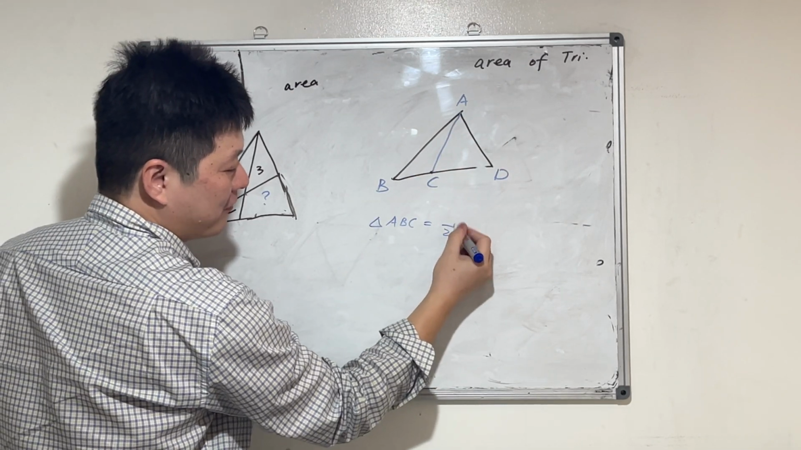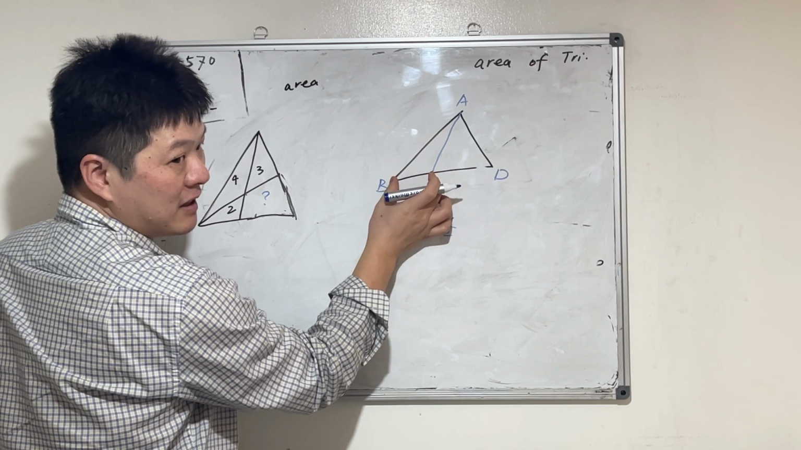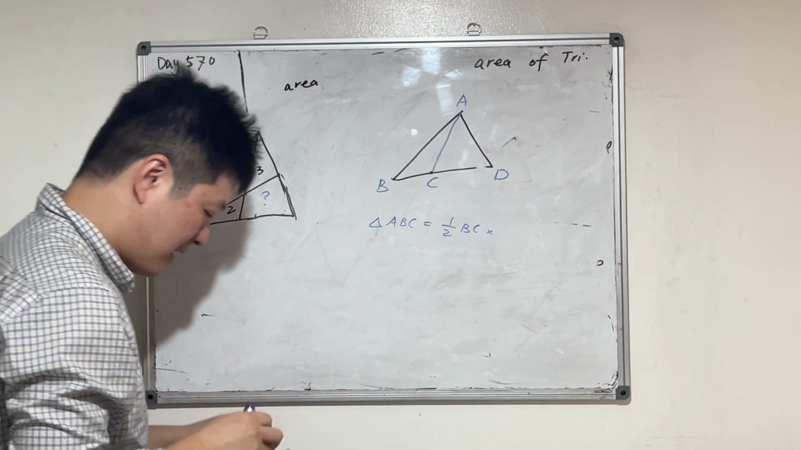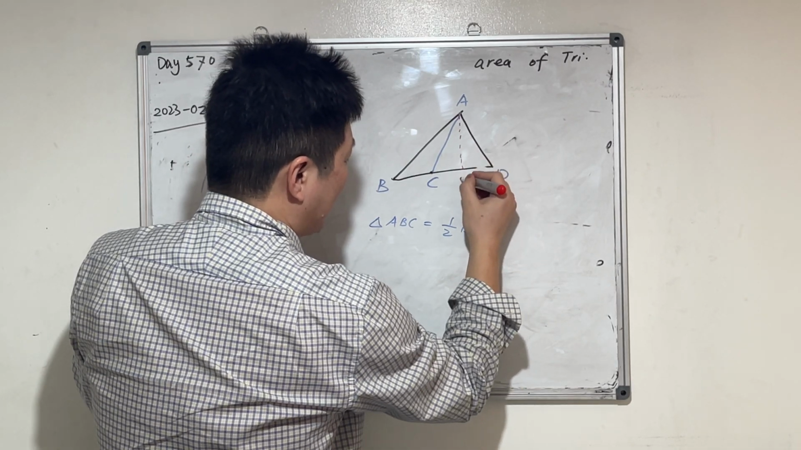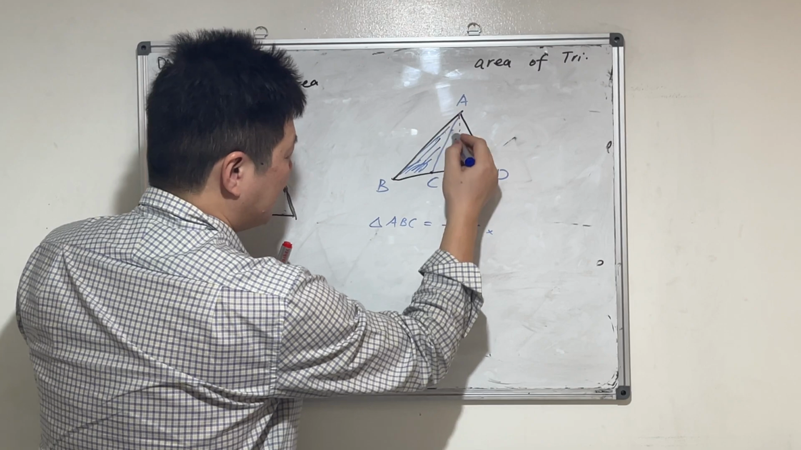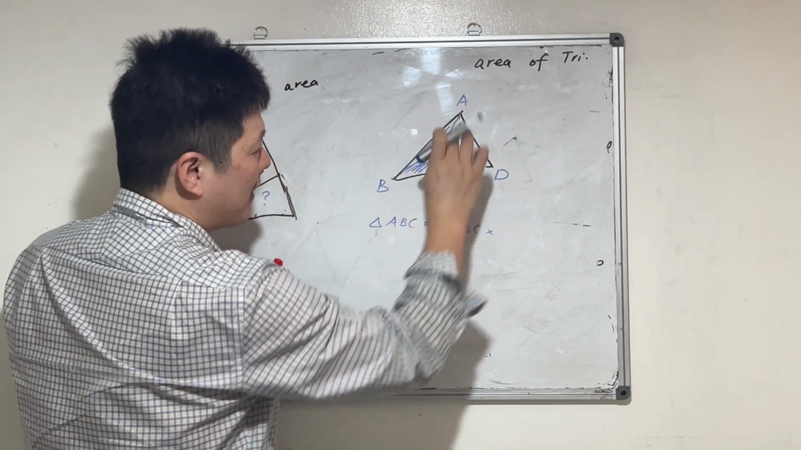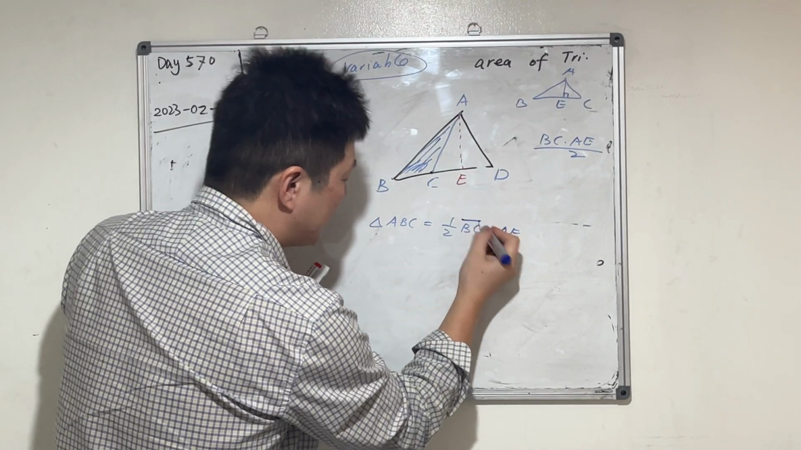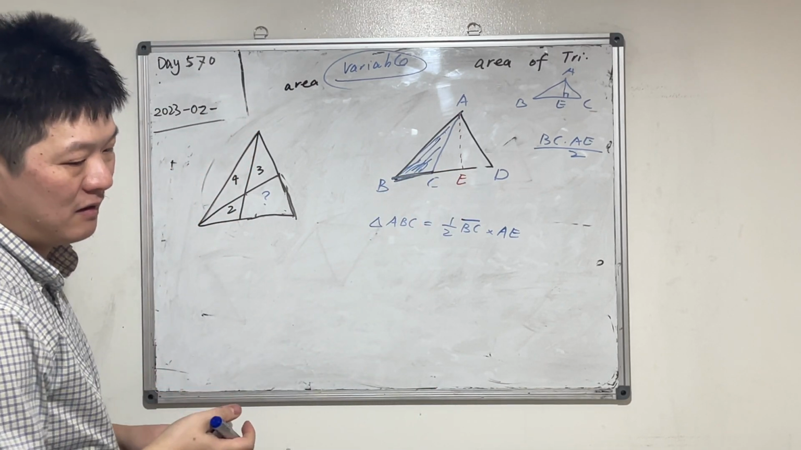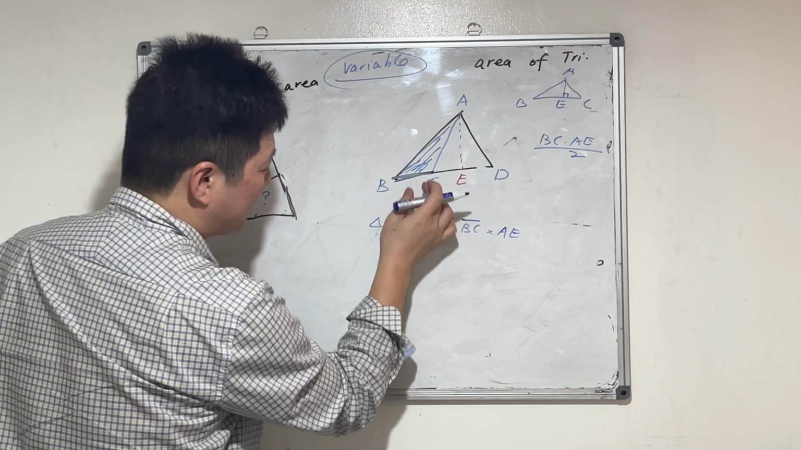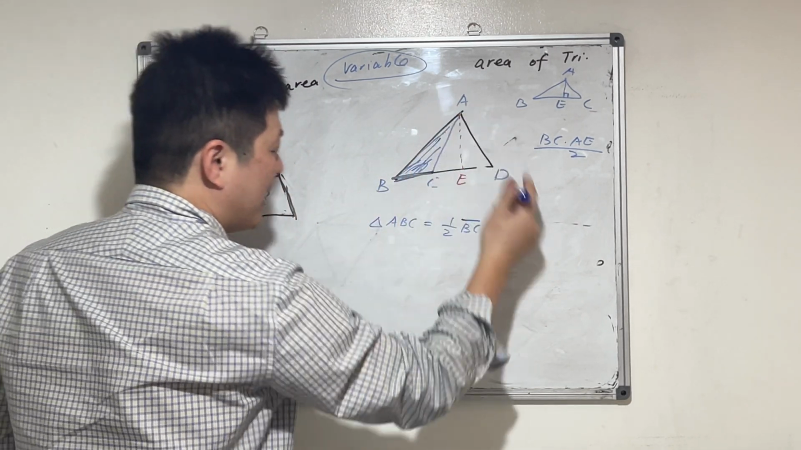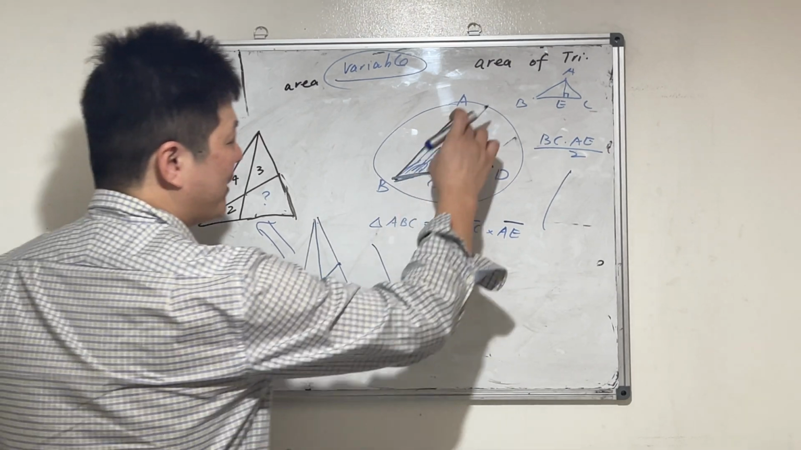Equal to half of BC times the height. This height is AE, okay? So this area is equal to half of BC times AE. This is the length of BC. Oh, I thought it meant B times C. No, it's BC, the length of BC, times the length of AE, okay? And what's the area of ACD?